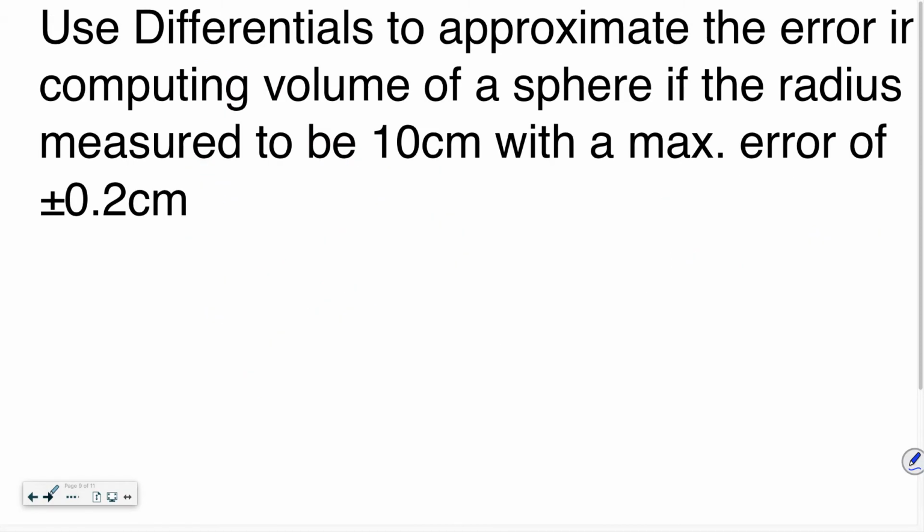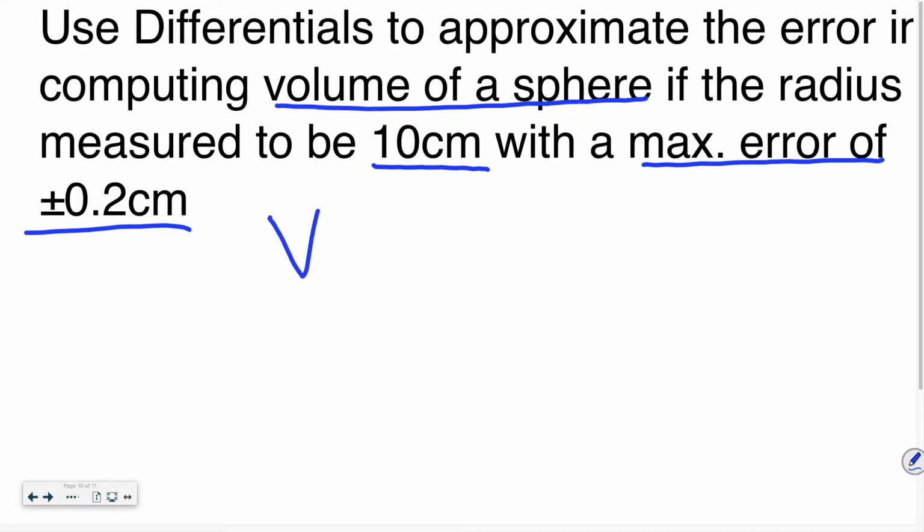Propagated error. Use differentials to approximate the error in computing the volume of a sphere. So write volume of a sphere. If the radius is measured to be 10 centimeters with a max error of plus or minus 0.2 centimeters. What is it? The volume of the sphere. It's cubed because volume is in cubic units.